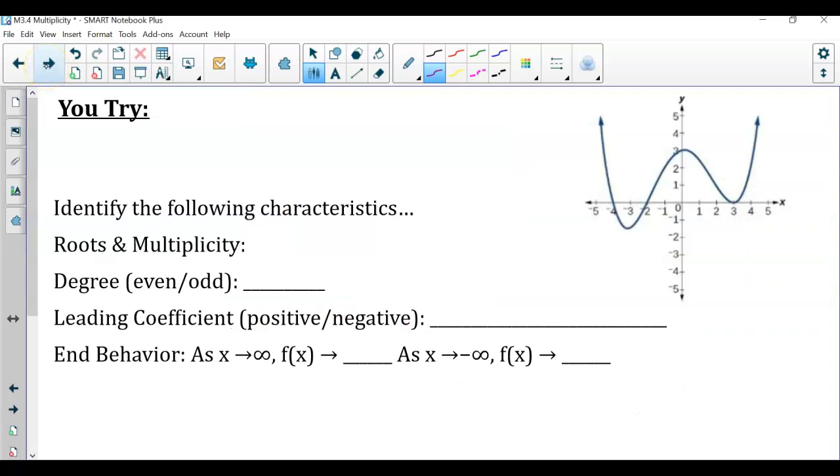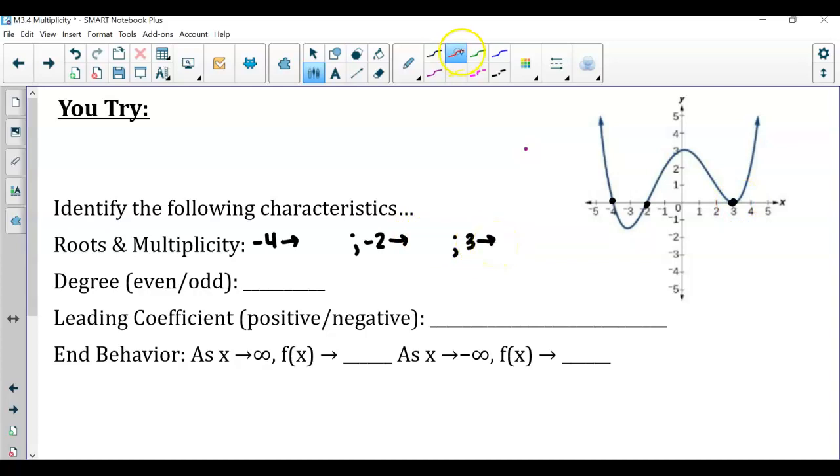Go ahead and pause the video, try these characteristics, and let's see what you get. And here we go. So again, looking at the roots and multiplicity, notice how we're here at -4. You also here at -2. And we also have here at 3. So these are our 3 roots here.